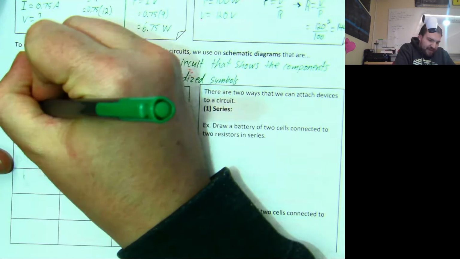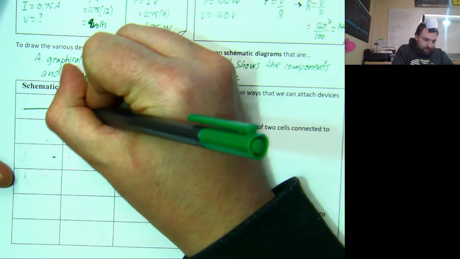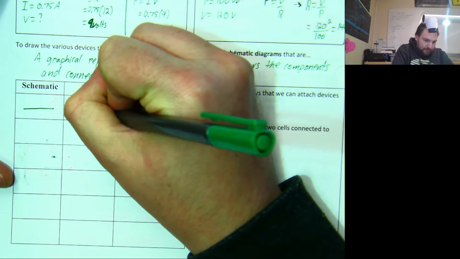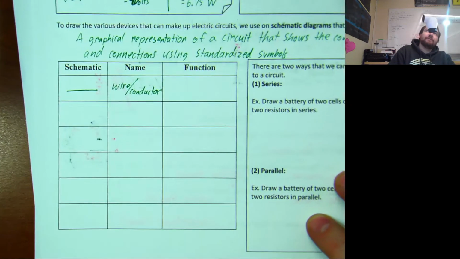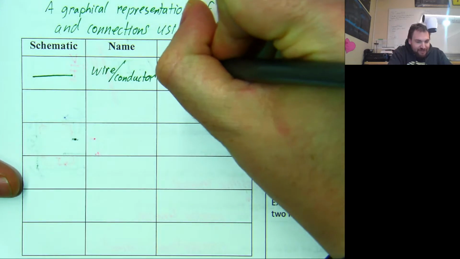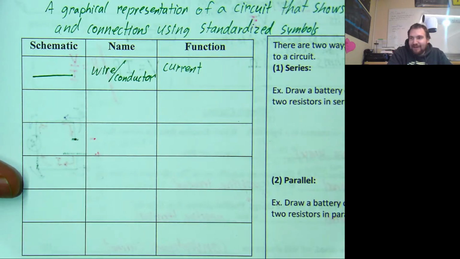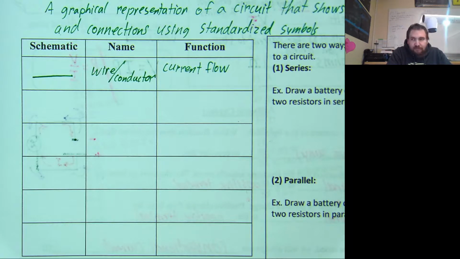So this symbol in a schematic diagram is probably going to represent what? A conductor, specifically a wire. And the function of a wire or a conductor is to do what? What is the purpose? Yes, I'm just going to use slightly different language, but yes. It allows current flow. That's all we care about at this point, current flow.